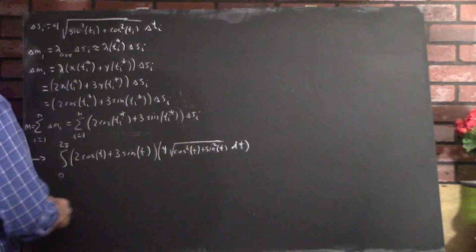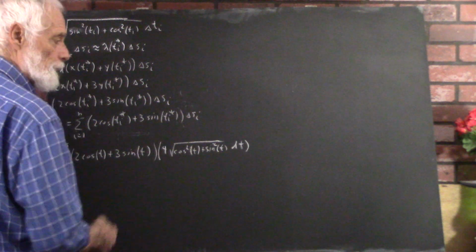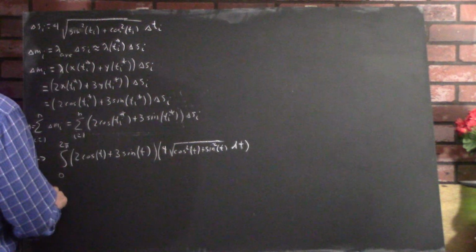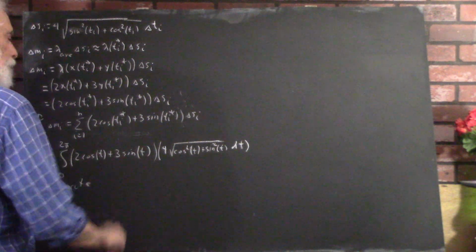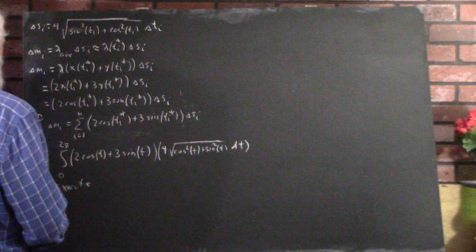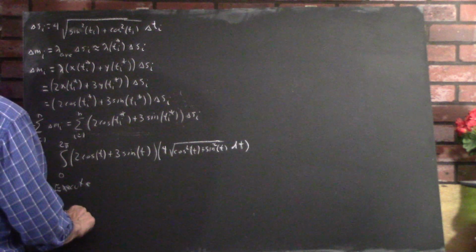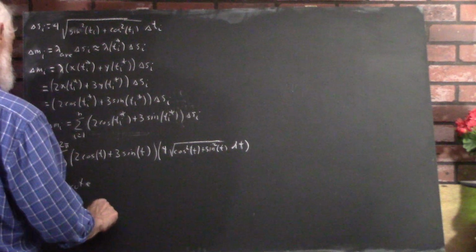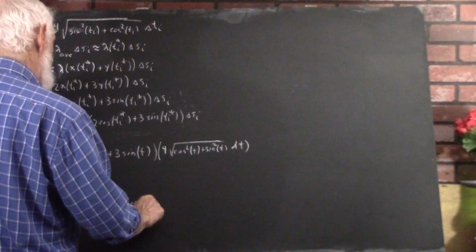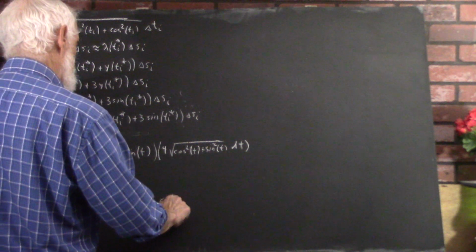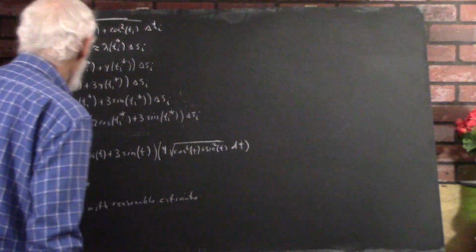Okay, well that's stage 3. You've analyzed what happens on the typical subinterval. Then for stage 4, execute, and then stage 5, compare it with a reasonable estimate.